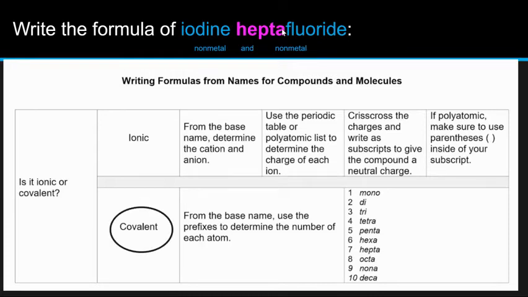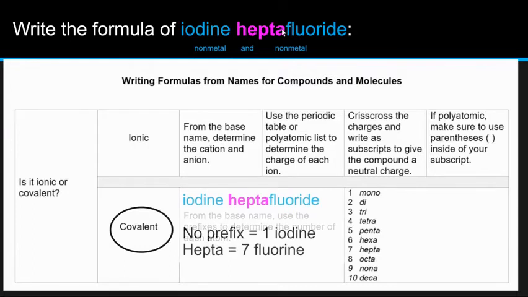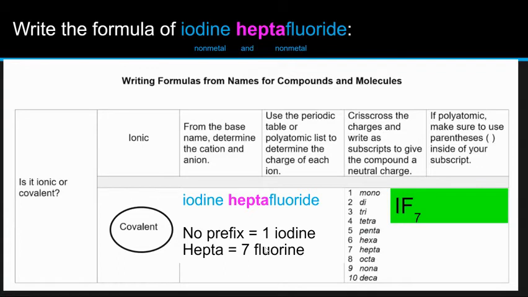Since it's covalent, from the base name, we're going to use the prefixes to determine the number of each atom. Iodine does not have a prefix in front of it. No prefix is allowed when we have a single atom and it's on the first part of the formula. So we can infer that we have one iodine atom. Hepta is the prefix for 7, so we have 7 fluorine atoms. And covalent is super easy because we just deduced the formula. We have one iodine attached to 7 fluorines, IF7.